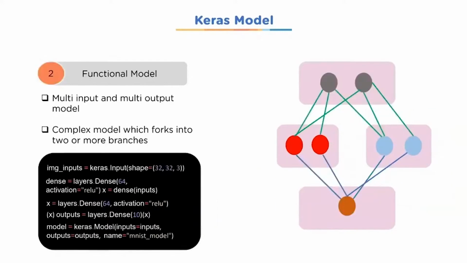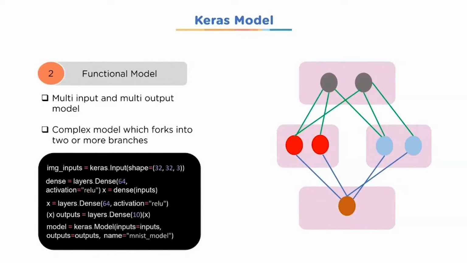And then there's a functional model. And this is really where things are at. This is new. Make sure you update your Keras, or you'll find yourself running the functional model and you'll run into an error code because this is a fairly new release. And it uses a multi-input and multi-output model, the complex model which forks into 2 or more branches.